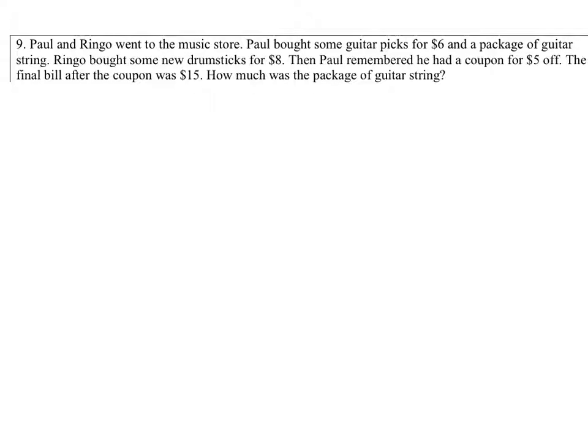Bam. There we go. Okay, so we're combining these. You got the stuff that Paul's going to purchase. And then in addition to these, we're going to add what Ringo's going to purchase.